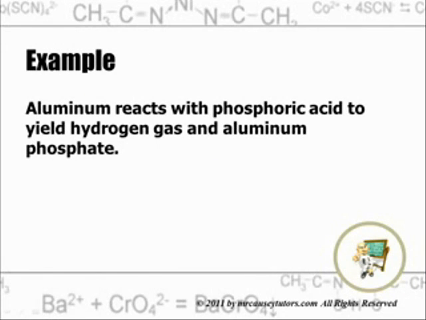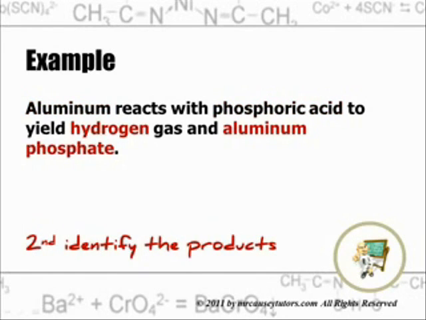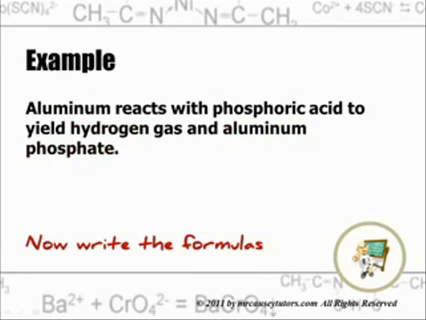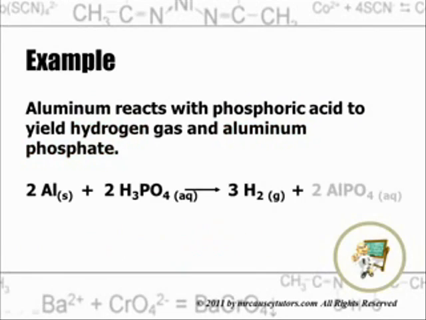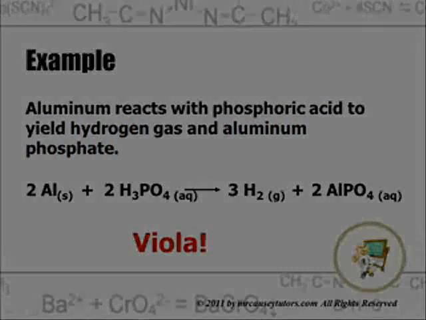Let's look at an example. Aluminum reacts with phosphoric acid to yield hydrogen gas and aluminum phosphate. Now watch this very carefully, and if you need to, stop and go back, rewind, and look at it again. That's the beauty of video. We have the technology. First, identify the reactants. Second, identify the products. Now write the formulas. There we go.